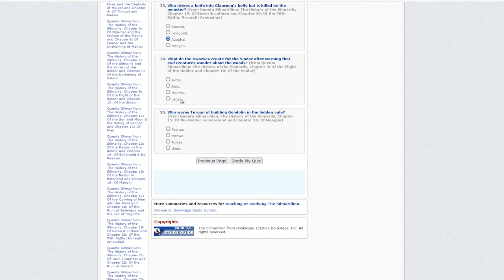Do they mean arms as in weapons, or arms as in limbs? Ears, mouth, and legs. I'm going to say ears, but I have zero idea what they are talking about. Let's say ears. 25. Who warns Turgon of building Gondolin in the Hidden Vale?